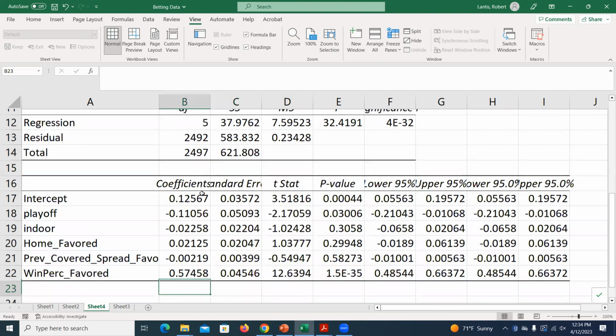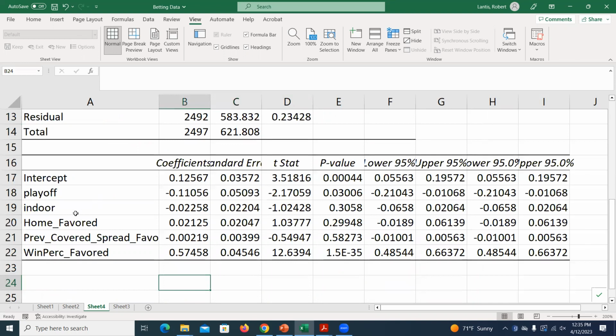So I'm going to come down here and we can see, okay, here's the variable that I was really interested in, the number of times they previously covered the spread. And what I find here is it really doesn't influence whether they cover the current spread at all, right? I guess we would interpret that if they've covered one more game previously, maybe the probability that they cover this time goes down by 0.002.